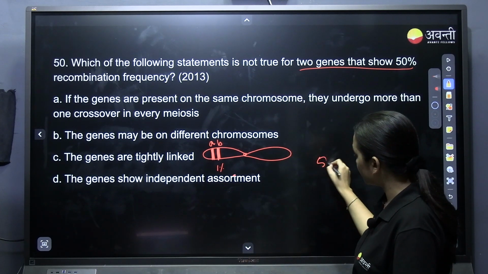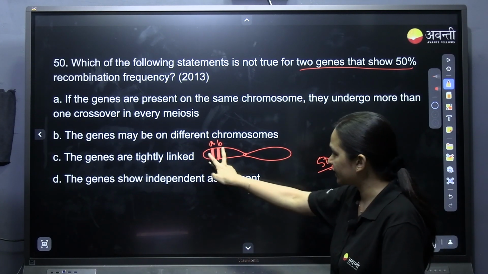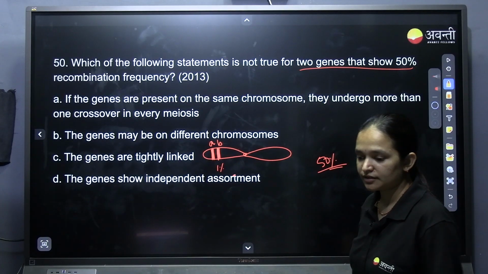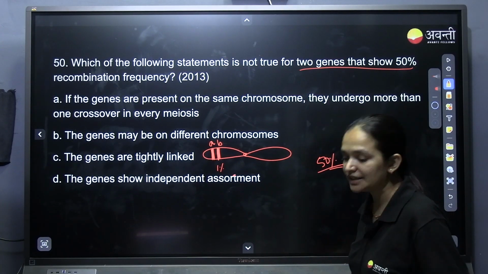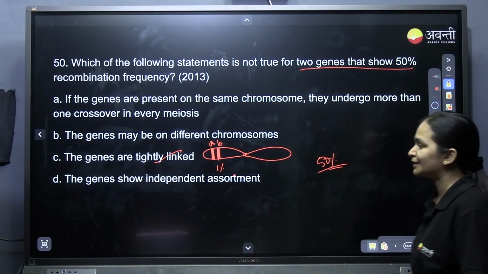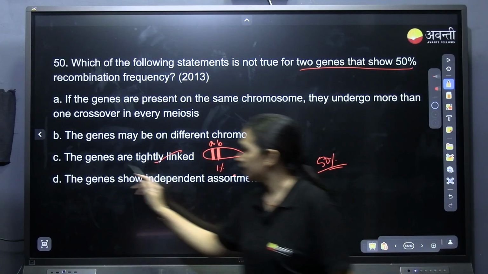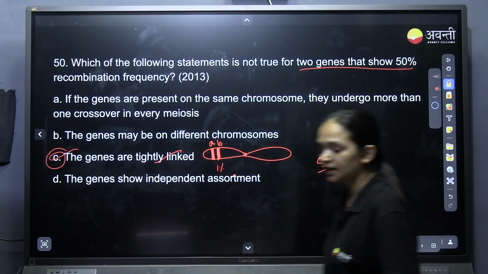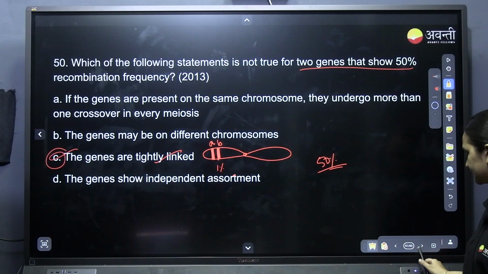Now they have given 50% as a recombination frequency, which means they are not tightly linked. They are loosely linked, you can call it. So we need to find the not true statement. We got it. C is the one. "They are tightly linked" is a wrong statement. They are not tightly linked. They are loosely linked.